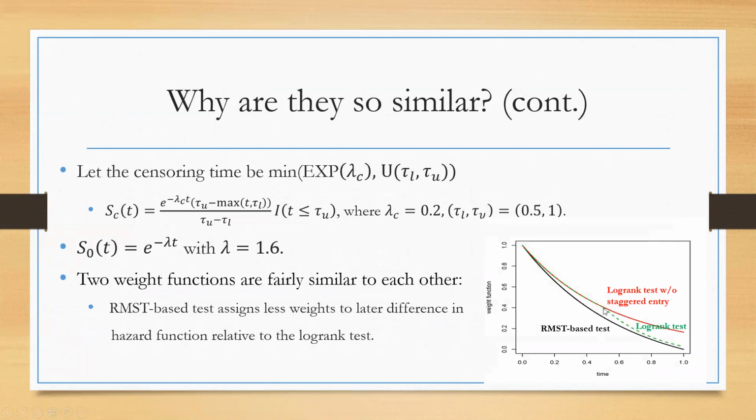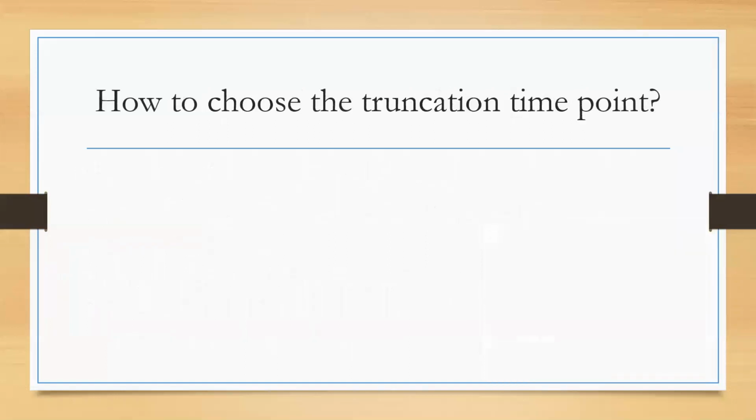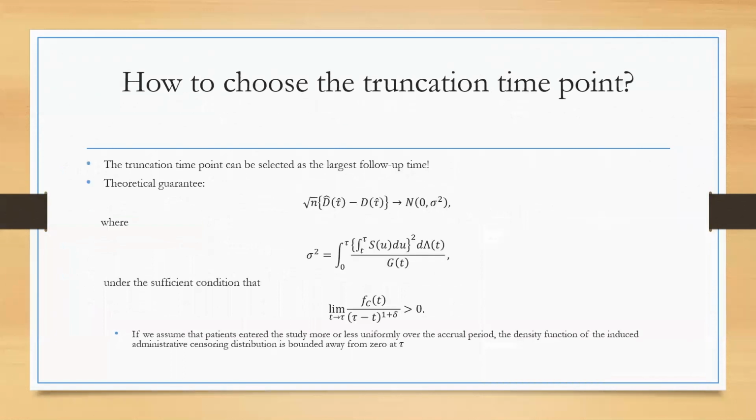So for example, if the treatment benefit is very big here, then the two tests might have different power. But otherwise, they are so close. That's why the power is very similar in this case for both tests. Unless the alternative is very strange or the censoring pattern is very strange, you would not expect a big difference. So all in all, the RMST-based test is pretty comparable in terms of power with the log-rank test.